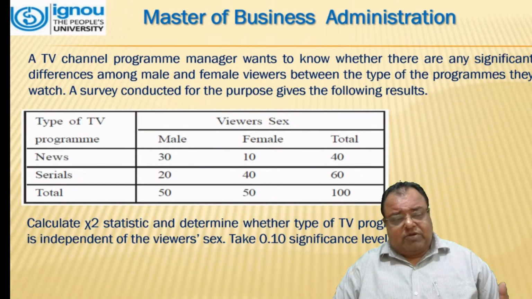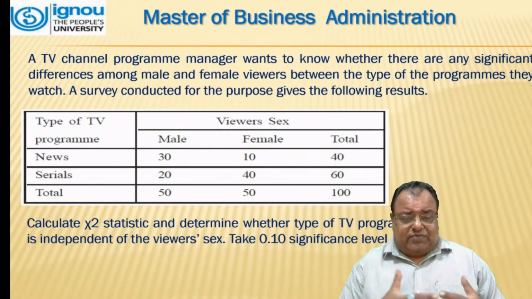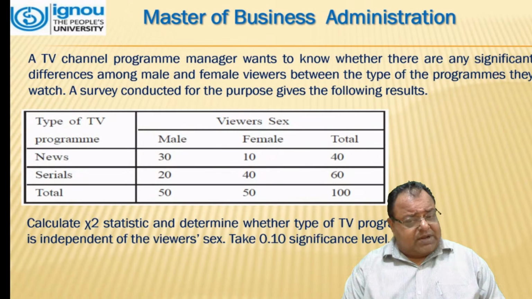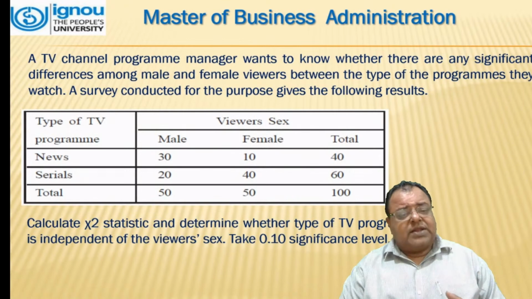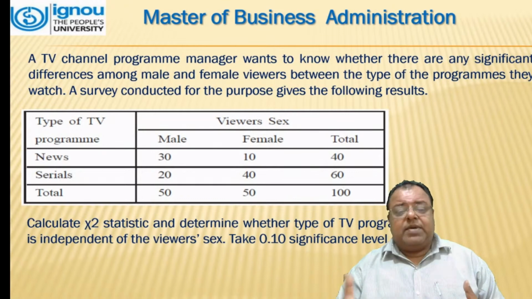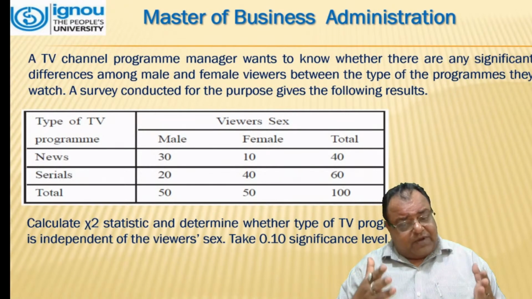There are two types of TV programs, that is news and serials, and the viewers' sex will be male or female. If we talk in terms of news, 30% of the males are there, and 10% of the females are there. In total, that is 40%. And in case of serials, 20% of the male members are there, and 40% of the females are there. That means when we conclude, it becomes 60. And in total it becomes 100. And when we total male and female, it is again coming out to 100.